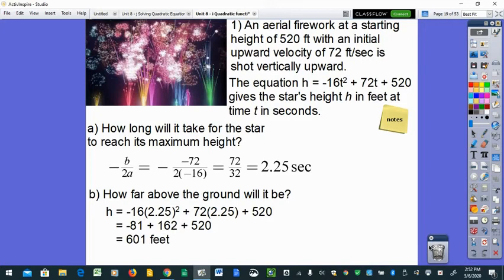So as I see the fireworks explode, it ignites, rather. It takes off. 1,000, 2, 1,000, boom, it will explode in 2.25 seconds. And where will it be in the air? 601 feet. Okay, I would like you to try this process on the next problem.